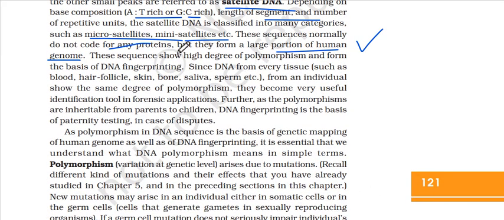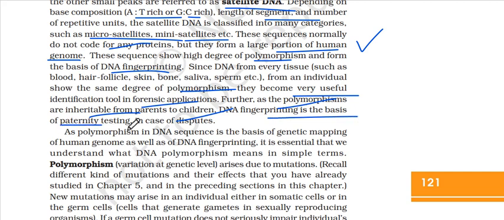These sequences show a high degree of polymorphism and form the basis of DNA fingerprinting. Since DNA from every tissue, such as blood, hair follicle, skin, bone, saliva, sperm, etc., from an individual shows the same degree of polymorphism, they become a very useful identification tool in forensic applications. Further, as the polymorphisms are inheritable from parents to children, DNA fingerprinting is the basis of paternity testing in case of disputes.